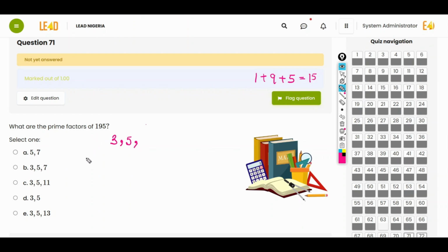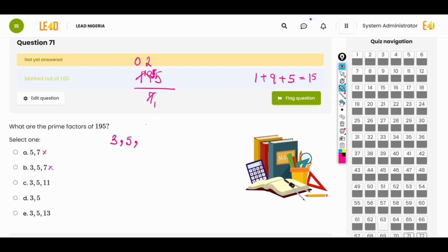Then next we should try 11. For 11, 7, 13, we don't have rules. So let's start with 7. 195 divided by 7: 7 in 19 is 2, remainder 5, 7 in 55 doesn't work. So that means 7 is not a factor, so we can rule out these two.